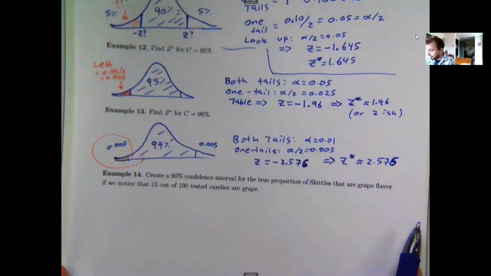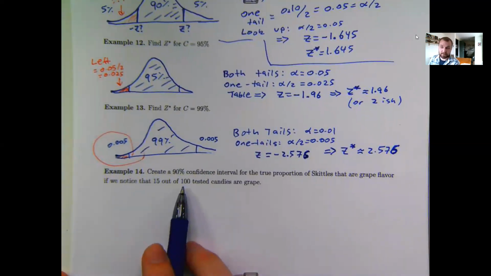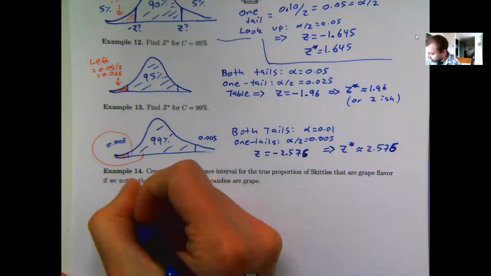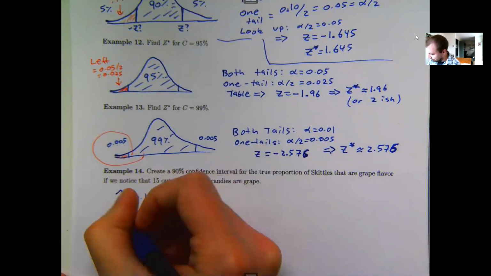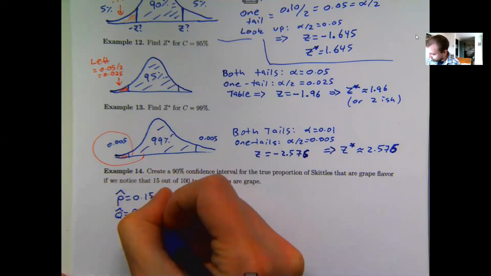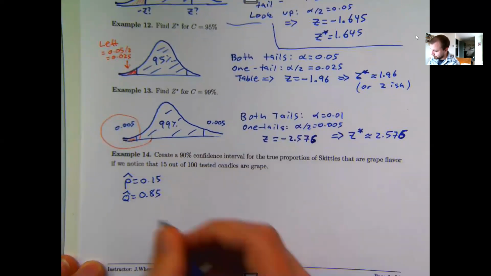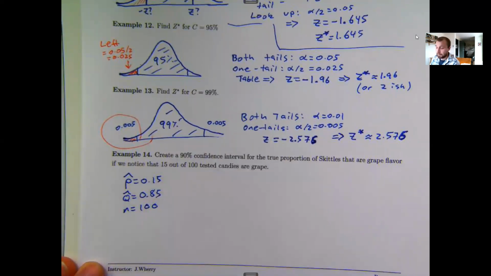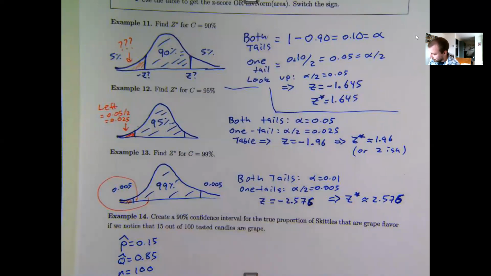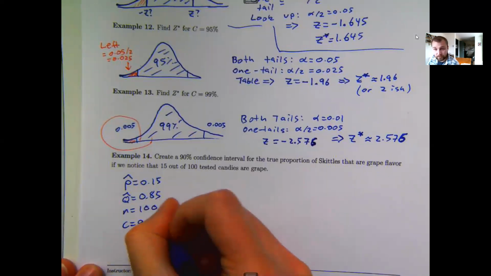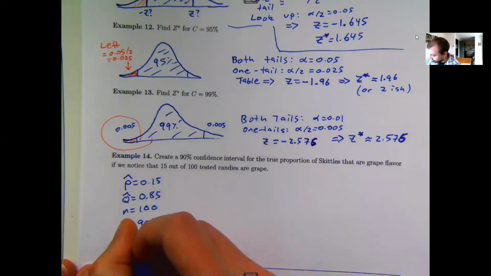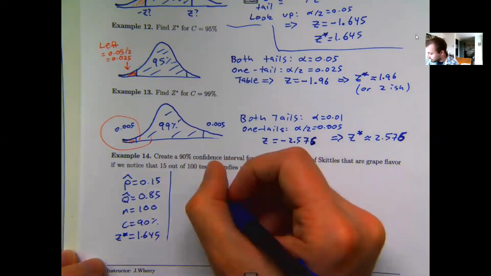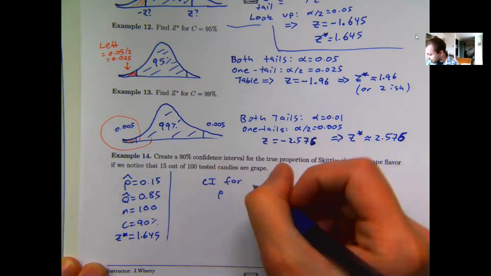So for example, let's say I had 100 Skittles that I tested, and I found that 15 of those were grape. So my success rate is 15%, and my failure rate is 85%. And I tested 100 candies. This says be 90% confident. And I now have the ability to do that. So in order to be 90% sure, I'm going to use this z-star of 1.645. But my confidence interval setup is going to stay the same.